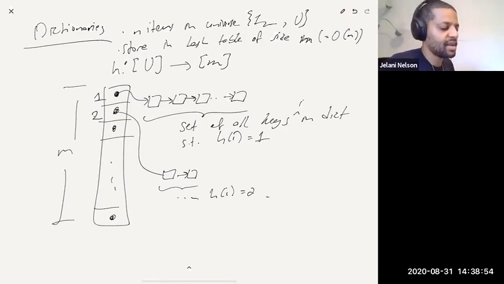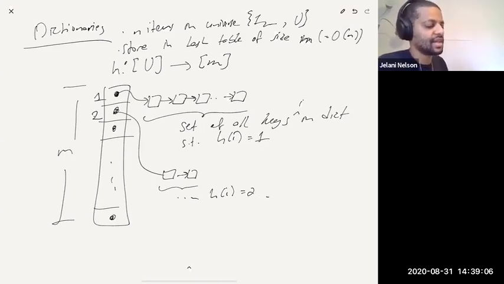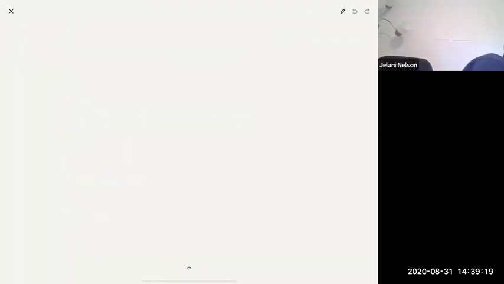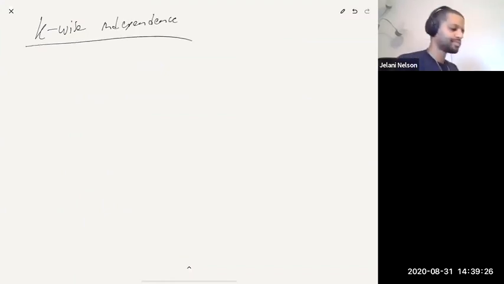And if you use a perfectly random hash function, you could analyze it and say, in expectation, if you look at the linked list containing h of i for any fixed i, its size is a constant, right? If you pick m to be linear in n. But it turns out you don't actually need a perfectly random hash function to say that. It's enough that your hash function is pseudo-random, and the notion of pseudo-randomness that you use there, and which we're going to use today, is k-wise independence.